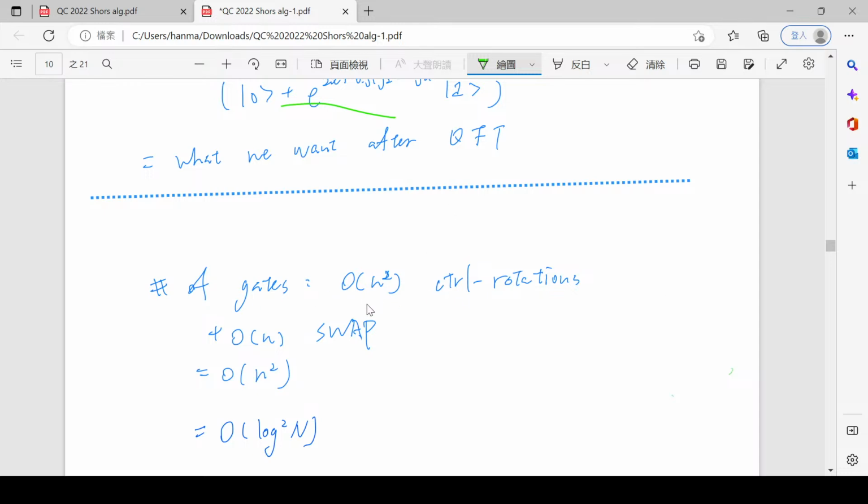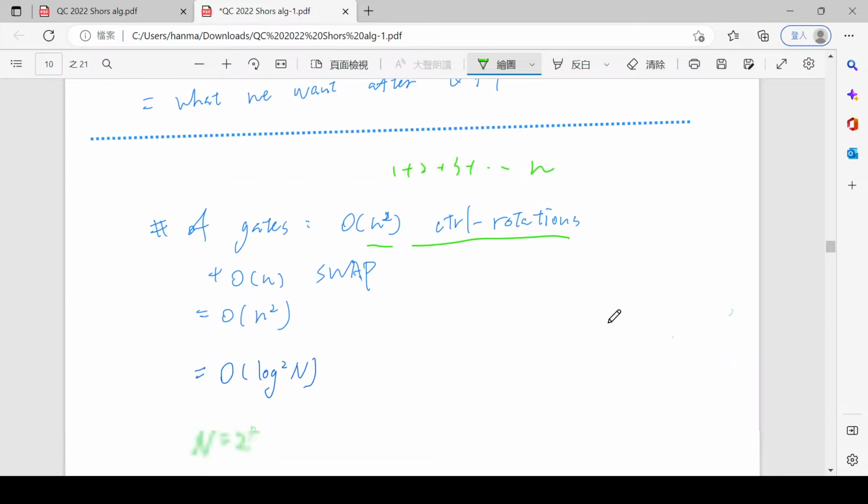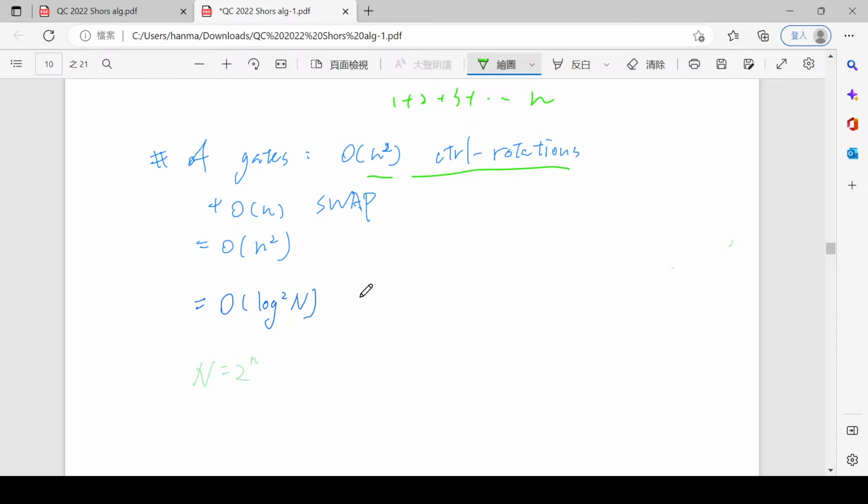well, how many Hadamard and controlled rotations we do is like 1 plus 2 plus 3 plus all the way to n, right? And that's order n squared, small n. And then you need to do a swap at the end, and that's like order n swaps. So the total number of gates we use is order small n squared. And if you want to write it in big N, remember big N equals 2 to the n, and that's order log squared N. Okay.